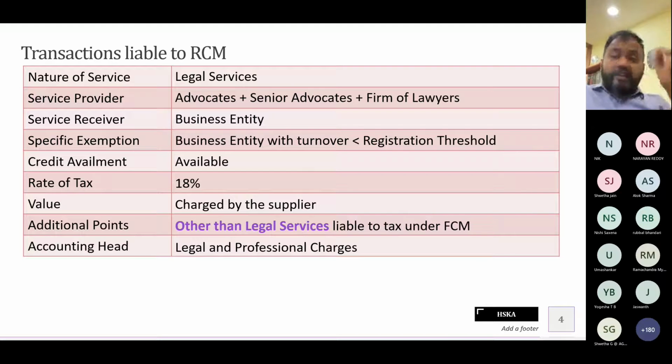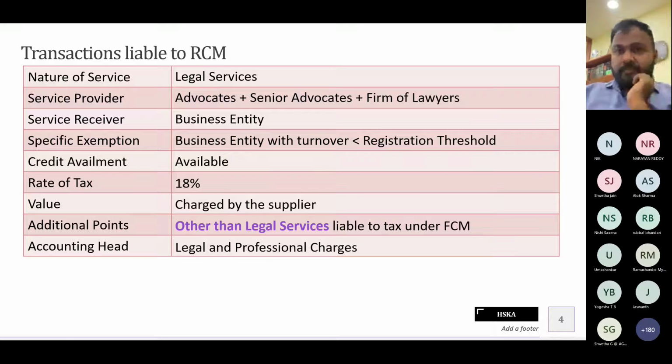Please observe here, in the earlier case, the service receiver had to be a specified person, but here the service receiver should be a business entity. Now, who is a business entity? Any person who is engaged in business is called a business entity. But luckily, a specific exemption has been given, which says that if your turnover in the last year is less than the registration threshold, so some people have a registration threshold of 20 lakhs, but if you're dealing only in intrastate supply of goods, the threshold limit extends to 40 lakh rupees. So if your last year's turnover is less than 20 lakhs or 40 lakh rupees respectively, then you are not required to pay tax under reverse charge mechanism.